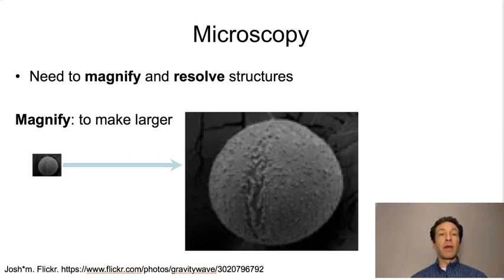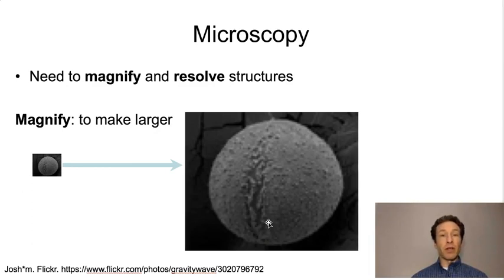In microscopy, our goal will be to magnify as well as resolve structures. Magnify simply means making larger. So for example, I can take this small image of a pollen grain and just stretch it and make it 5 or 10 times bigger. And that is useful, but that is not adequate.